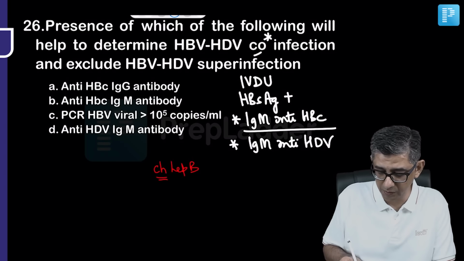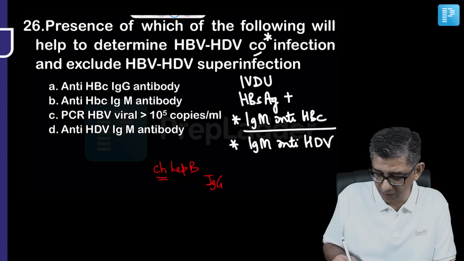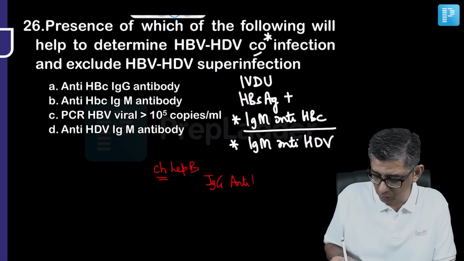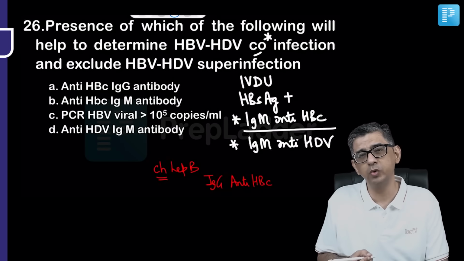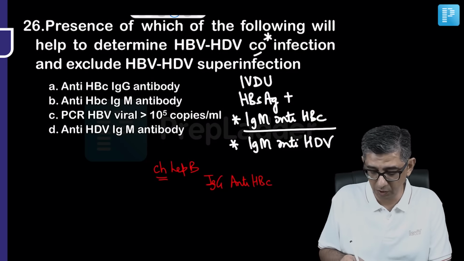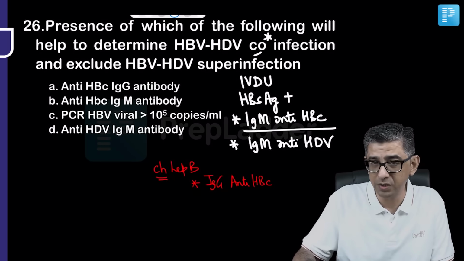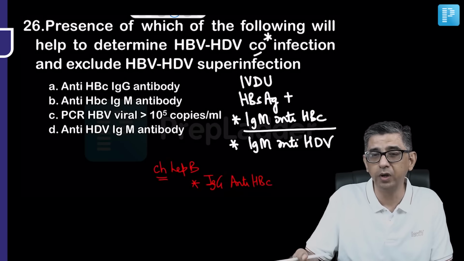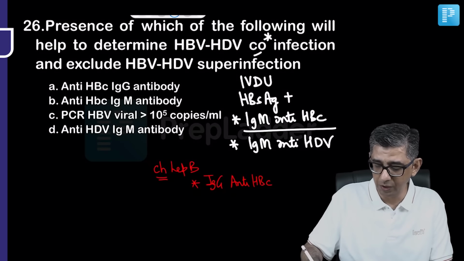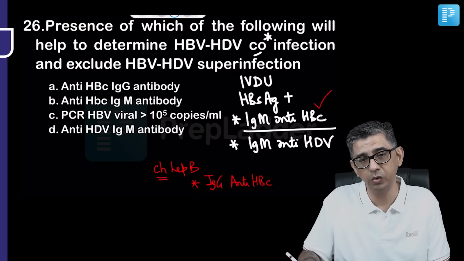So in chronic hepatitis B, you would already have an IgG class of antibody to the core antigen. So you can solve both the questions because in superinfection, there would be IgG class of antibody to the core antigen. The question that I framed before you was how do you determine a co-infection? That would be mainly presence of IgM class of antibody to the core antigen.